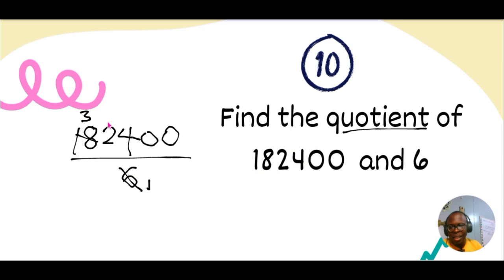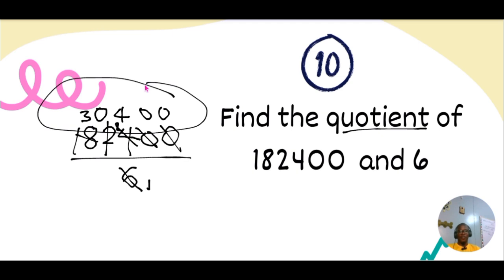So 6 in 2 is 0. That's impossible. So since we did not use the 2, we put the 2 close to the next digit, which is 4. So that becomes 24. 6 and 24 will give me a 4. 6 and 0 is a 0, and 6 and 6 is a 1. So here is our quotient, 30,401. Okay, so I hope you caught one or two things here.